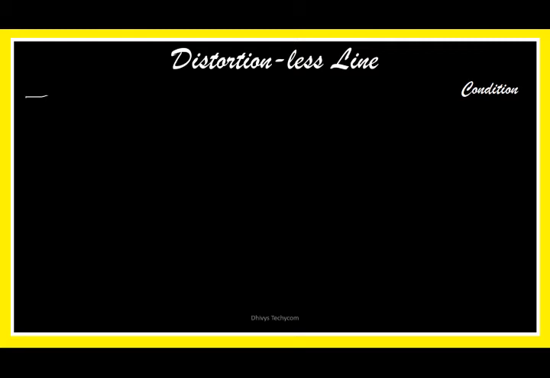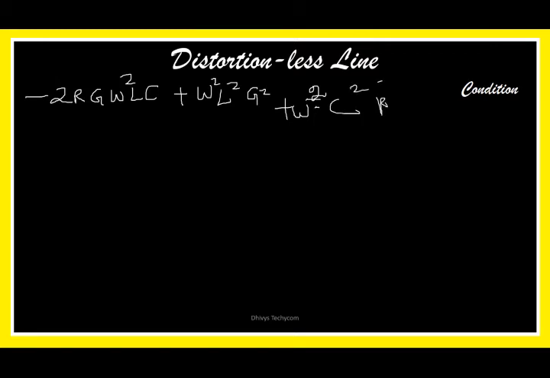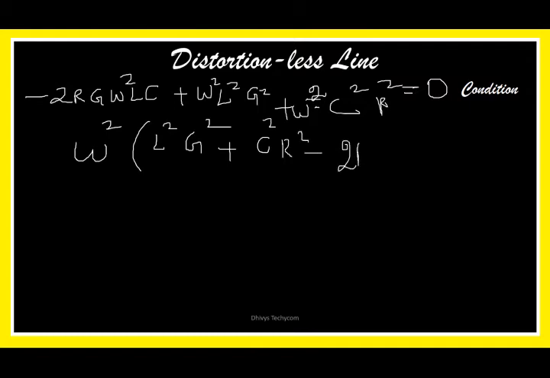It will be minus 2 R G omega square L C plus omega square L square G square plus omega square C square R square is equal to 0. So this is how your equation will be looking. Now let me rewrite the entire equation. Taking omega square as the common term out, I get omega square times L square G square plus C square R square minus 2 R L G C is equal to 0.